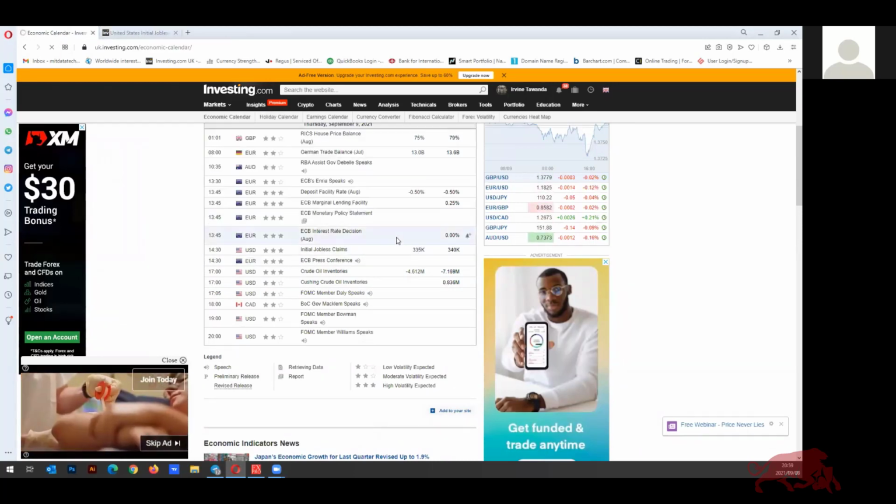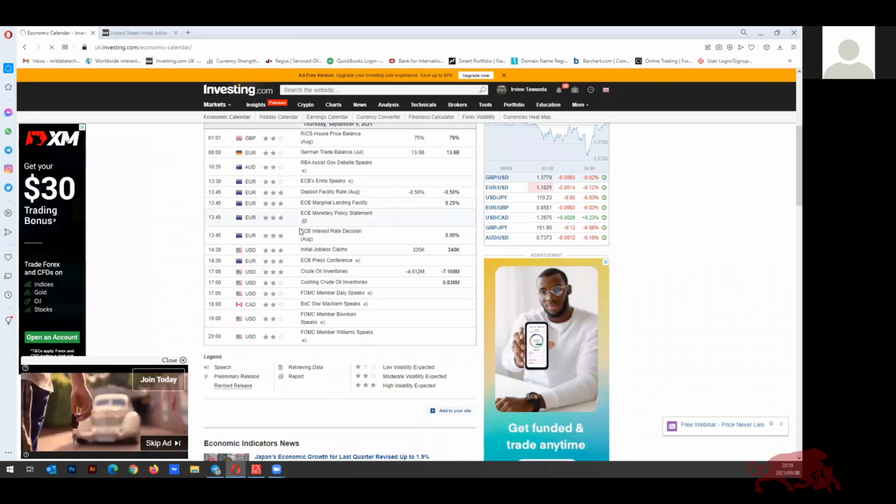To rally. But if we get a higher reading than 335, then expect huge weakness to come into dollar index. But prior to that, you can see we've got ECB, right? We've got the rate decision at 1345. We've got ECB at 1345.